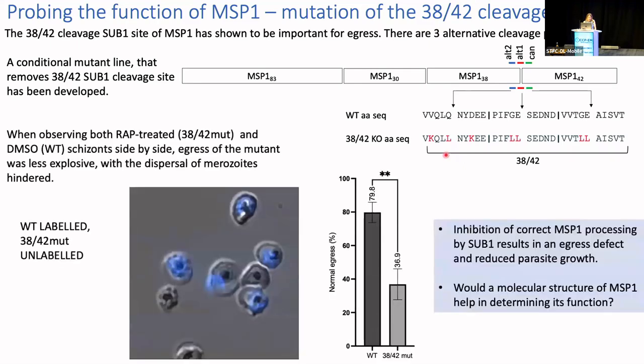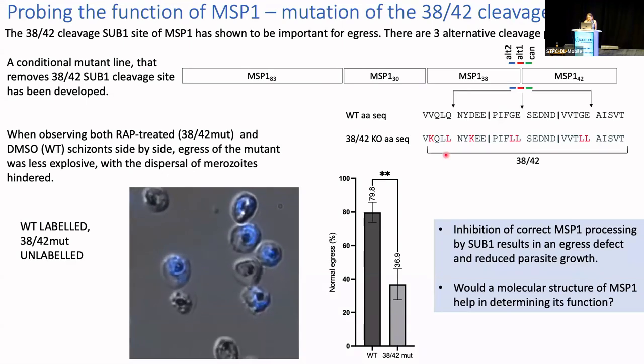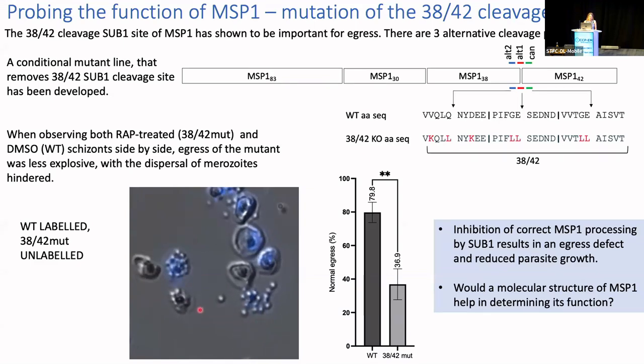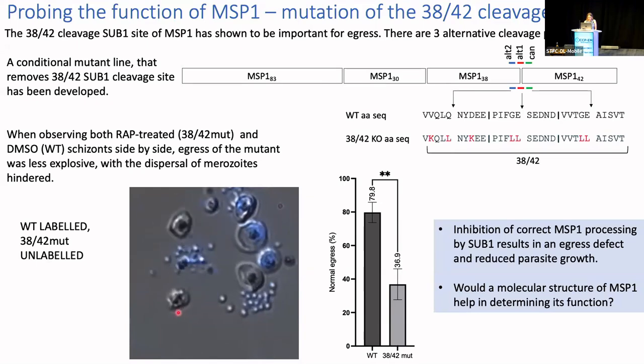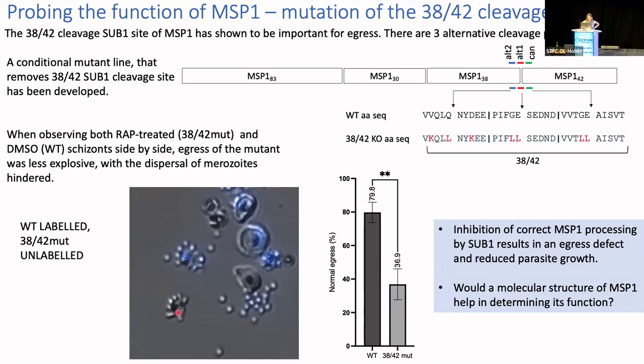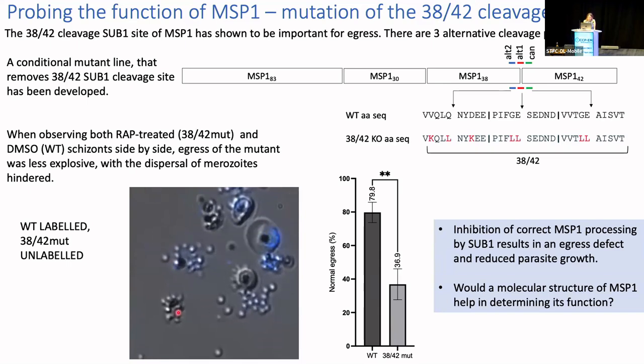And here at the bottom, we put wild type and mutant cells together and watch them egress. Here the wild type is labeled with DAPI and the mutant is unlabeled. And you can see again, this egress defect was still seen. So wild type bursting normally, and then mutant with stunted egress. Essentially in 80% of wild type cells, egress was occurring normally, but only in about 40% of mutant cells was egress occurring normally.